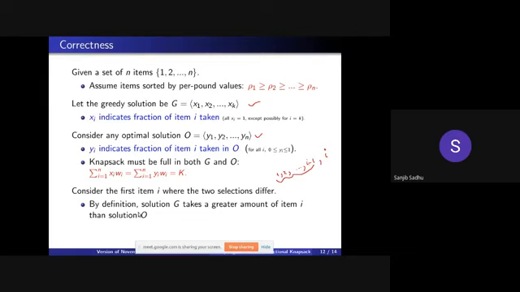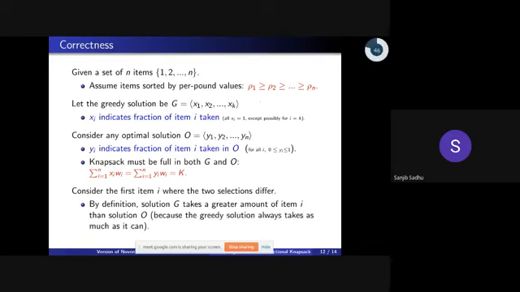Now what we will show is that we will change your schedule without losing. We will gain, or at least the profit will remain the same. Finally we will show that your solution O can be converted into our solution. How? Consider item i, where the first objects differ. So what we will do? You take a greater amount of i than solution O.